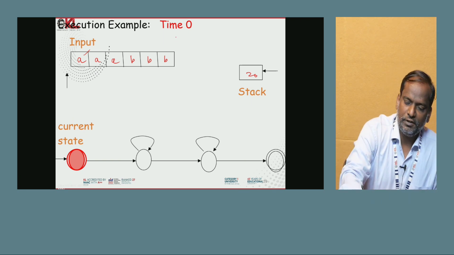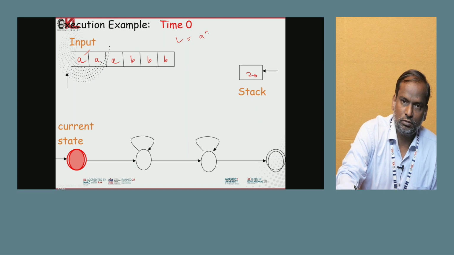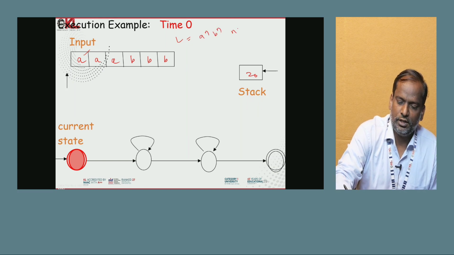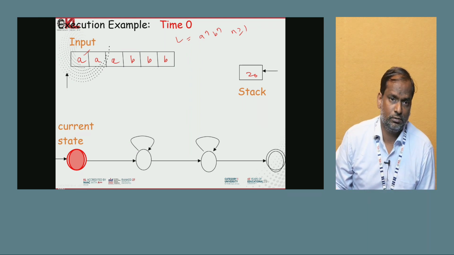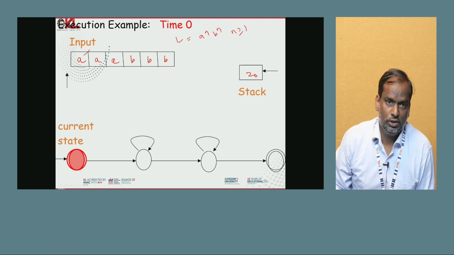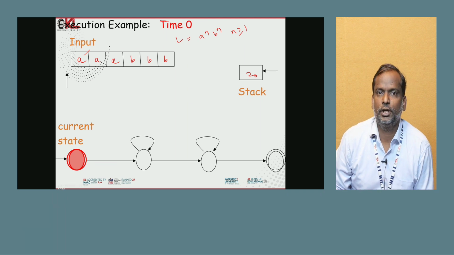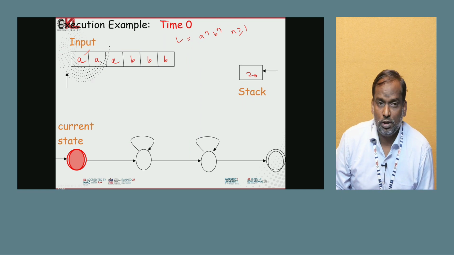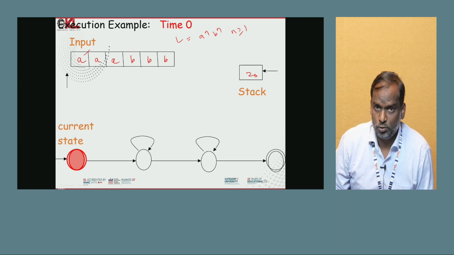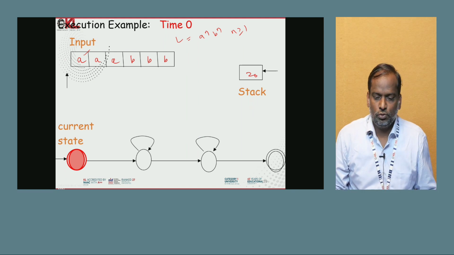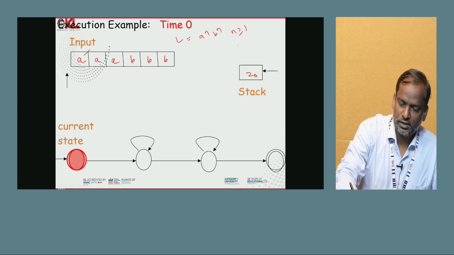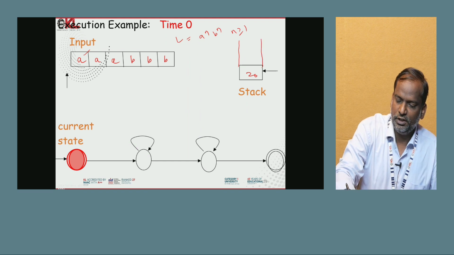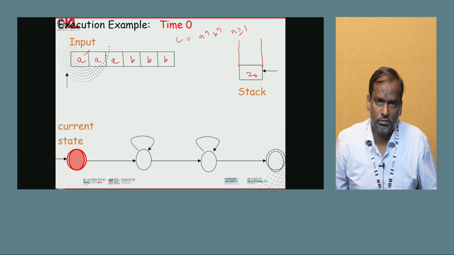Here the language is A power n B power n, where n is greater than or equal to 1. It means it may accept strings like AB, 2 A's followed by 2 B's, 3 A's followed by 3 B's, like that. So this is about the language. Now I will design a Pushdown Automaton for A power n B power n, where n is greater than or equal to 1. How do we design the Pushdown Automaton? Here we are taking a stack. In the stack, at the beginning it is empty, so we take Z0, which indicates the bottom of the stack.